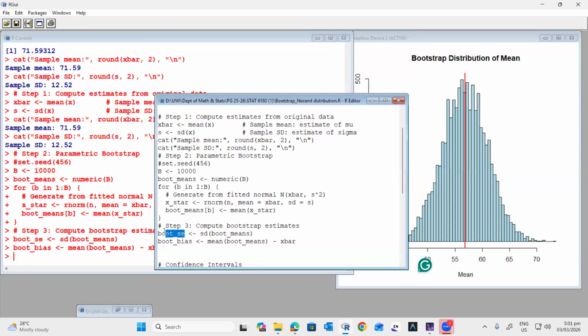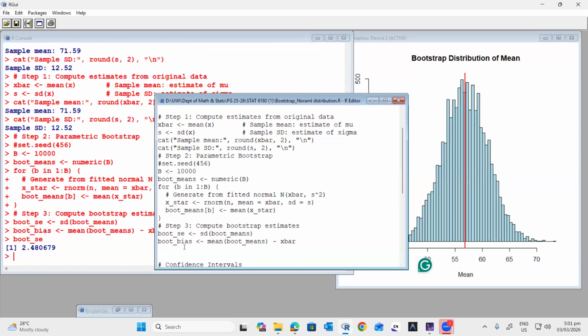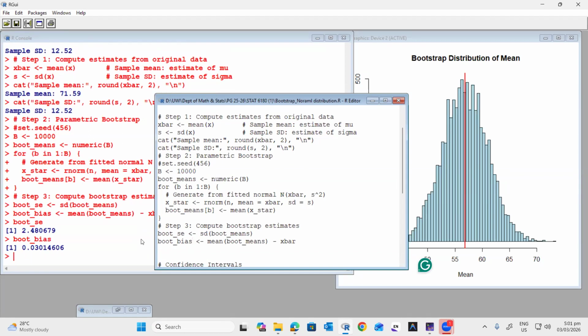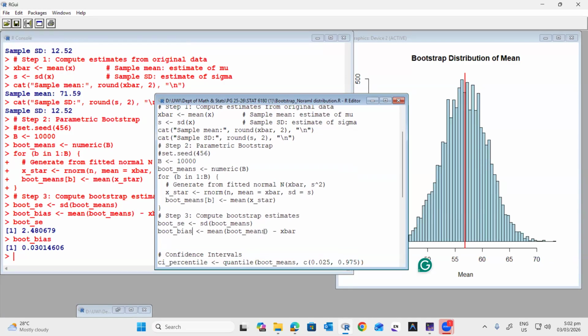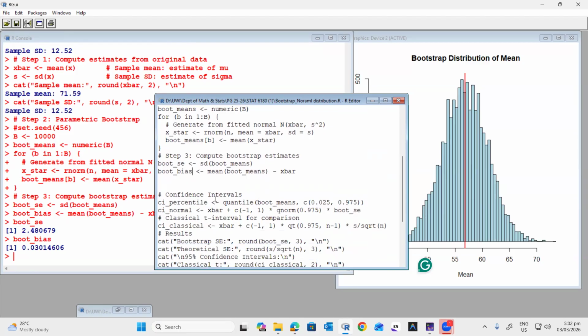So boot standard error is 2.48, boot bias is 0.030146606. Now I'm going to compute the confidence interval. So I am going to calculate the quantile of boot means for 0.025 and 0.975.